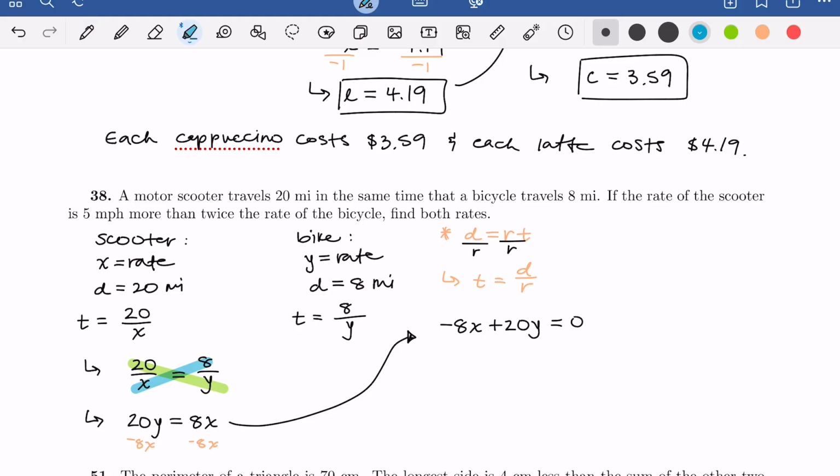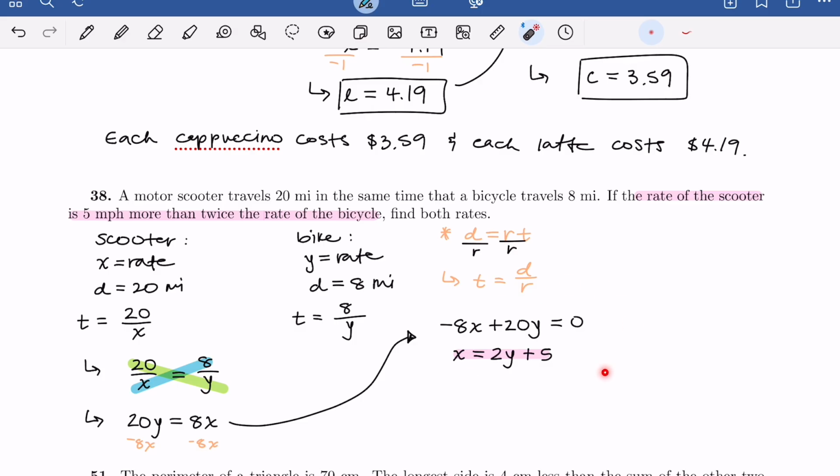Now, we were given another piece of information here. We were told that the rate of the scooter is 5 miles per hour more than twice the rate of the bicycle. So remember, the rate of our scooter was x, and we're told that this is equal to 5 miles per hour more than twice the rate of the bicycle. And we know that the rate of the bicycle was y. So this can be written as 2y plus 5. So this equation comes from this information here.